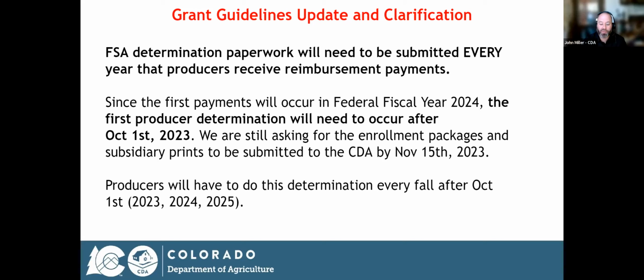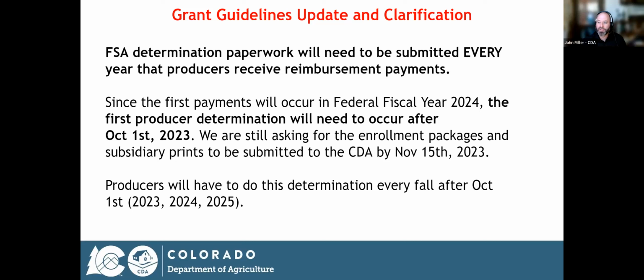Some of that can be done online, but that's something they probably need to talk to the FSA about, as I am not an expert on this kind of thing. But the thing to remember, first and foremost, they will not be receiving funds in fiscal year 2023, since the federal fiscal year changes at October 1st. They will start receiving funds in fiscal year 2024. So that is the first year that they will need to do that FSA paperwork, meaning they will have to get into the FSA after October 1st to fill out that paperwork.